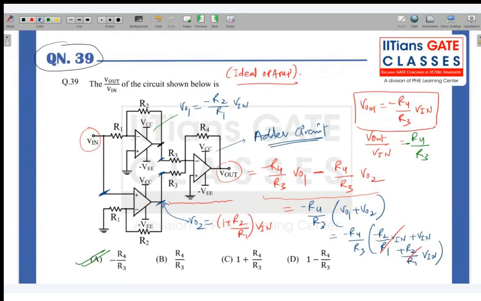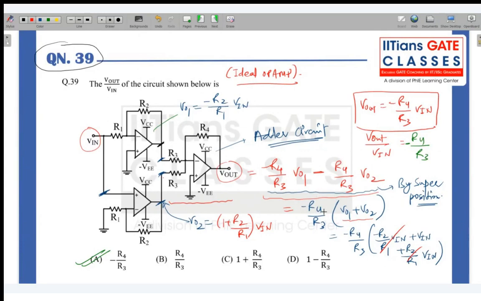But how have I written this output directly? By superposition. And also one more thing is there, as it is an adder circuit, so this will add, you can see here, this is being added by a certain factor, minus R4 by R3. Understood, guys? Okay. So let's go to the next question.